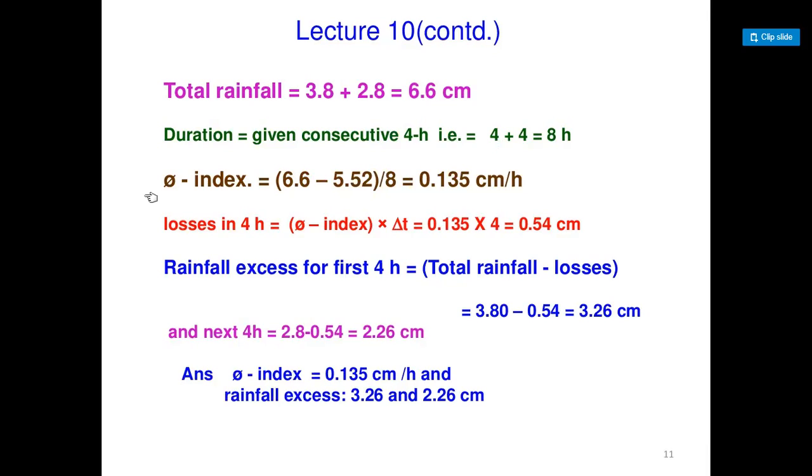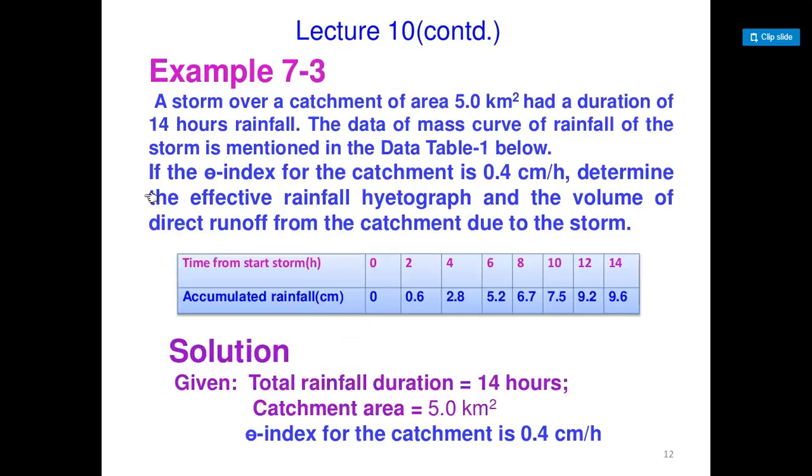So rainfall excess for the first 4 hours is equal to total rainfall minus losses, that is 3.80 minus 0.54 is equal to 3.26 centimeter. And for the next 4 hours, it is 2.8 minus 0.54, that is equal to 2.26 centimeter. Answer: the φ index is 0.135 centimeters per hour and the rainfall excess is 3.26 and 2.26 centimeter.